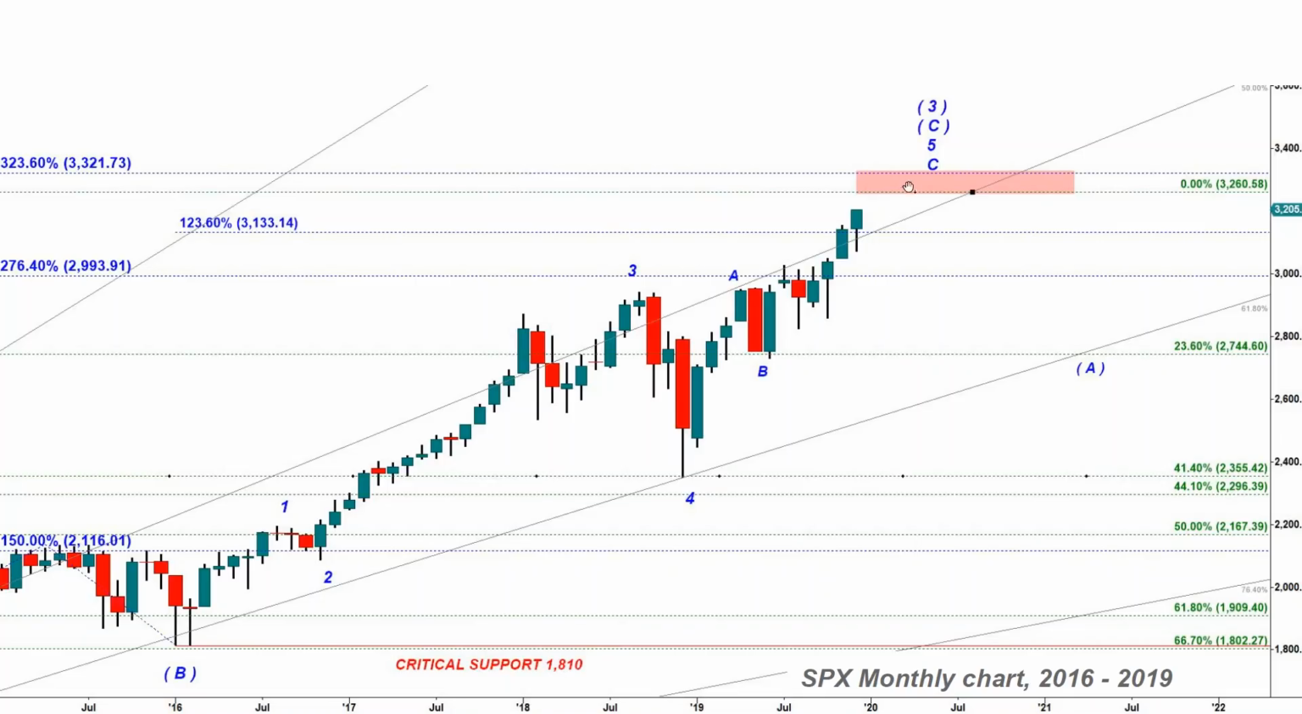And now we can zoom in and we can see that the second leg up in subwave parenthesis C of wave parenthesis 3 started in February 2016, and that subwave parenthesis C is supposed to be subdivided into 5 waves. We got 1 up, 2 down, 3 up, 4 down, and we are getting the final wave 5, which is subdivided into A up, B down, and C up.